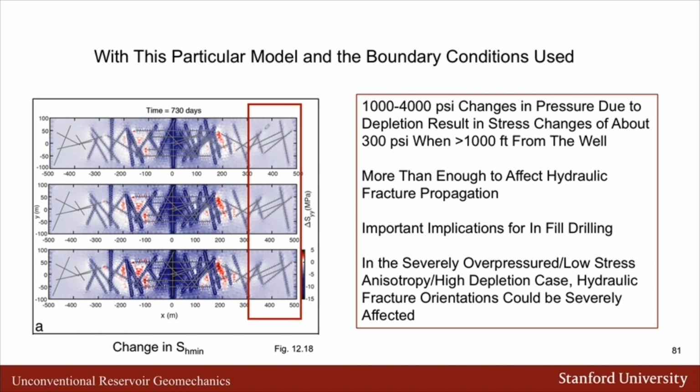The interesting speculation at this point is to think about severely overpressured, low anisotropy and high depletion cases and how hydraulic fracture orientation might have been severely affected. That opens up all sorts of possibilities, in sort of a brainstorming mode, about whether in these areas new hydraulic fractures would propagate in totally new directions. That's complete speculation, but maybe something worth thinking about.